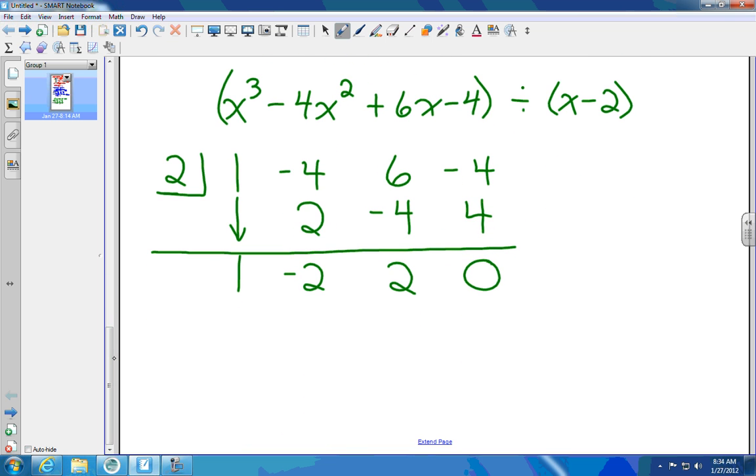So we started with x cubed. This down here is called a depressed equation. I don't know why, but it is. So your depressed equation would start with x squared. So that would be 1 x squared minus 2x plus 2. And again, no remainder there.